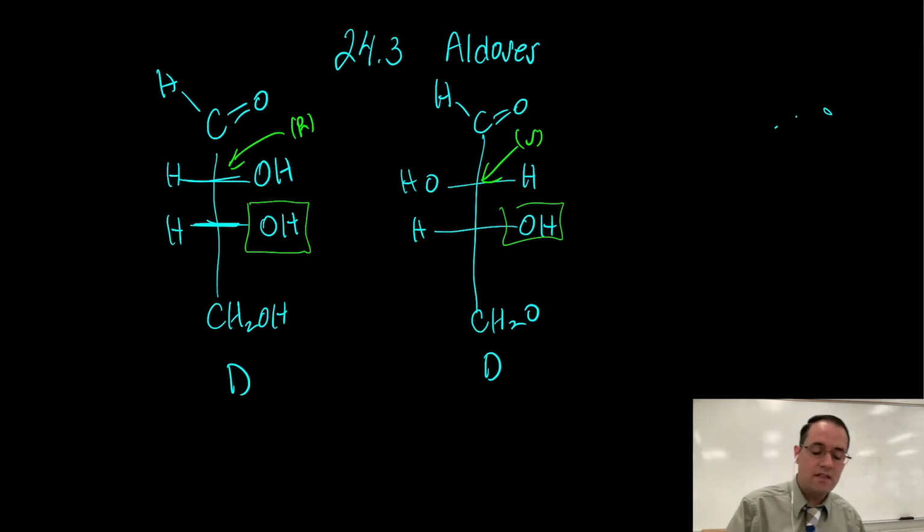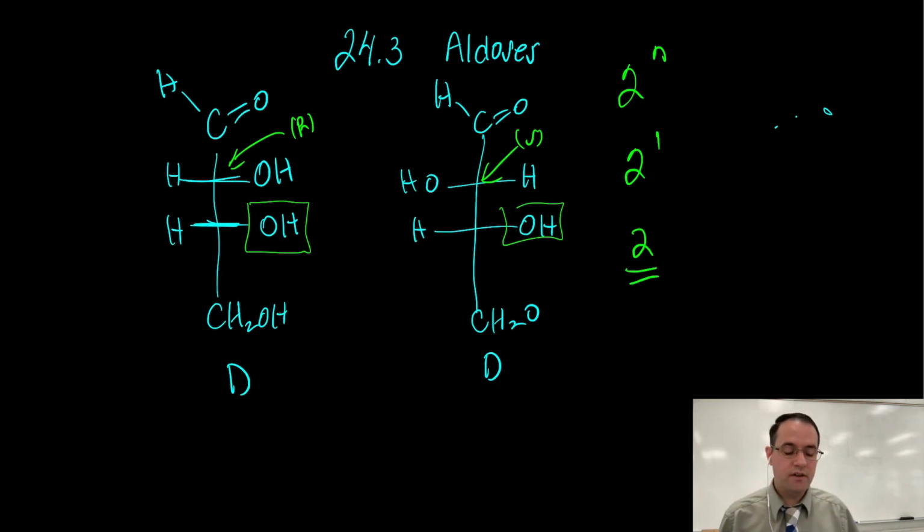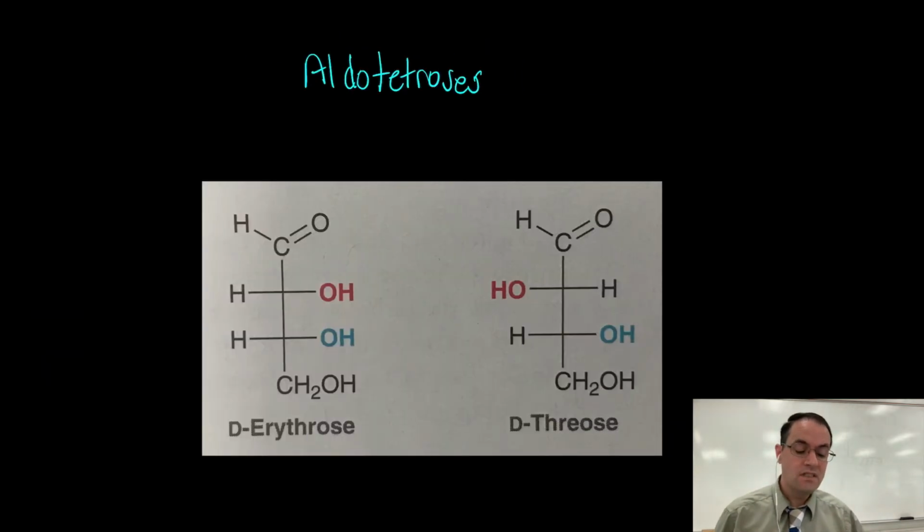So remember the idea that you can have 2 to the nth stereoisomers, where n is the number of stereogenic centers. In this case, we just have one stereogenic center, so there's going to be a maximum of 2 possible stereoisomers, okay? And I've drawn those. Here are the aldotetroses. So this is D-erythrose and this is D-threose.